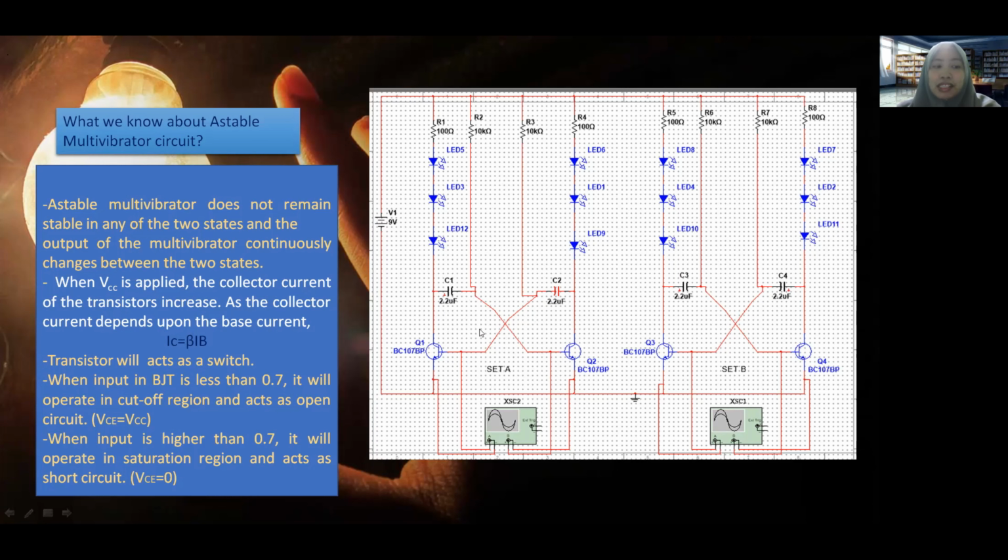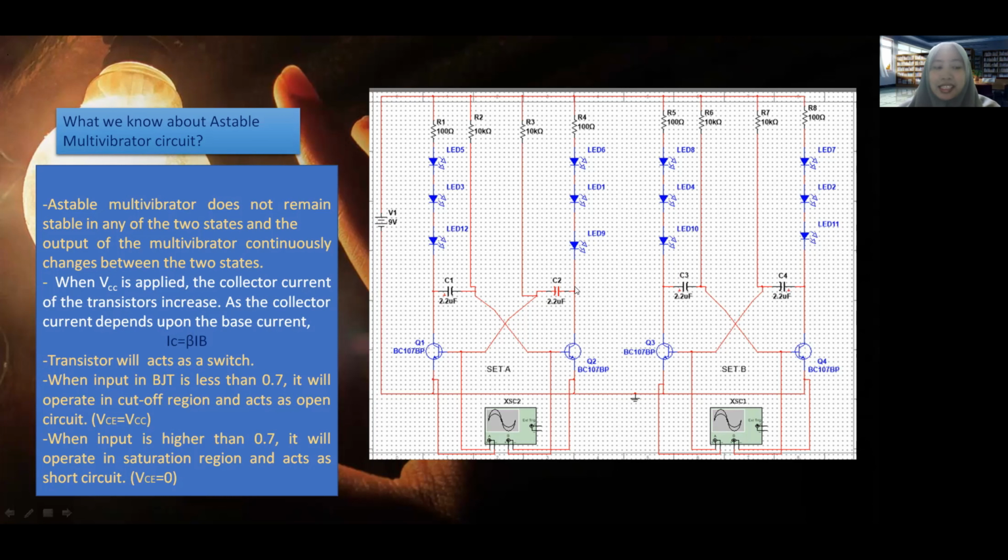First of all, assume Q1 is in the on state. The operating point of Q1 is in the saturation region. Therefore, it will act as a short circuit. The output voltage at the collector of Q1 will be ideally equal to 0. VCE is equal to 0 because no output signal is given to the base of Q2. So Q2 will remain in the off state. Therefore, the operating point of Q2 will be in the cut-off region.